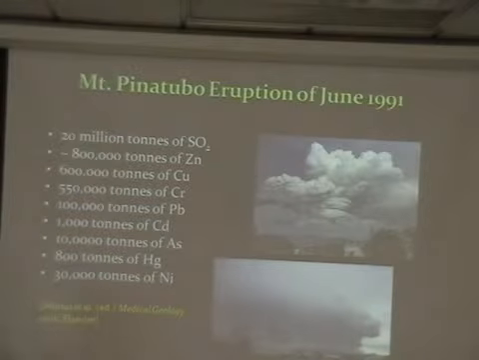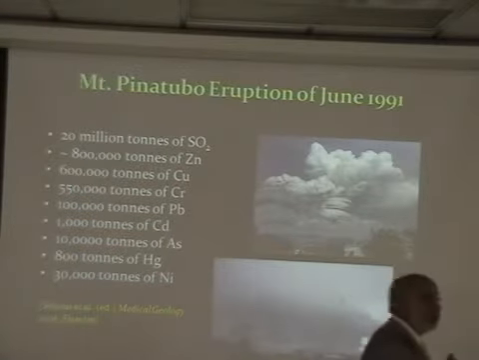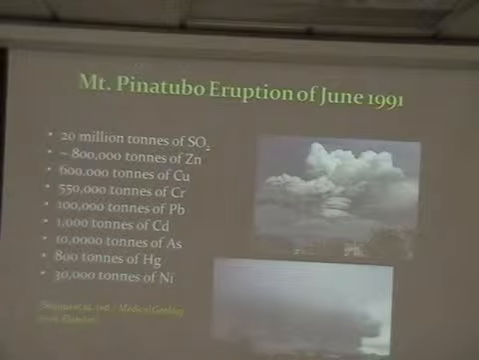This happened in recent time, not too long ago, 1991. Many of you might have remembered it. This is Mount Pinatubo in the Philippines. And this was one of the few major volcanic eruptions that was predicted almost very accurately by the geoscientists.